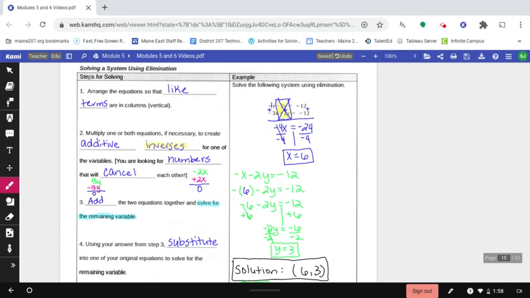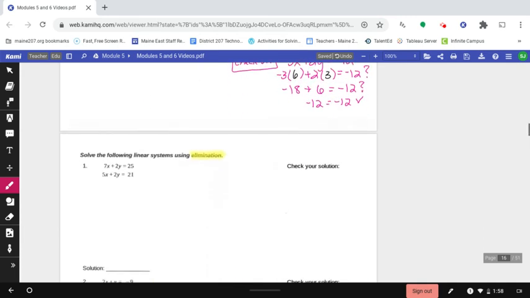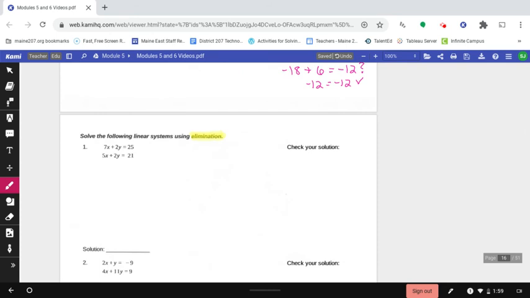Let's take a look at what step 1 was. Step 1 was to arrange the equations so that like terms are in the columns. So when we take a look at this, we can see that the x's are lined up on top of each other, the y's are lined up on top of each other, and then it's equals, and then we have our constants. So we know that step 1 is taken care of for us. They're already lined up.